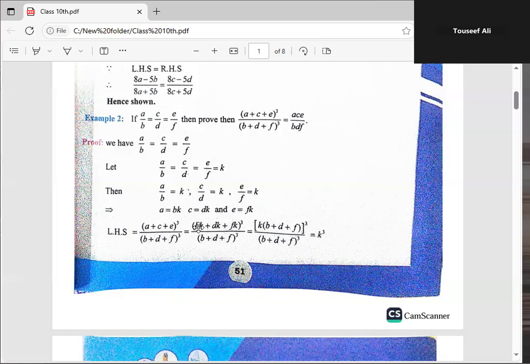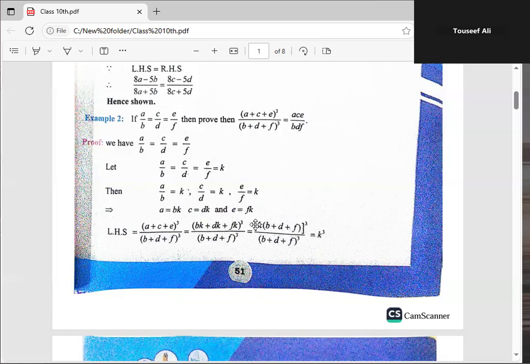Now in the denominator, there are no changes, because we don't have values of b, d, and f. Now from the numerator, k is common in all these terms, so by taking k common, the remaining term is b plus d plus f whole cube.